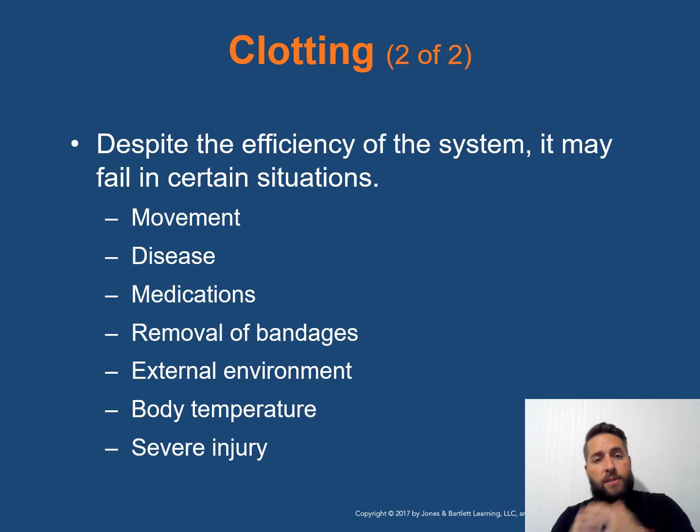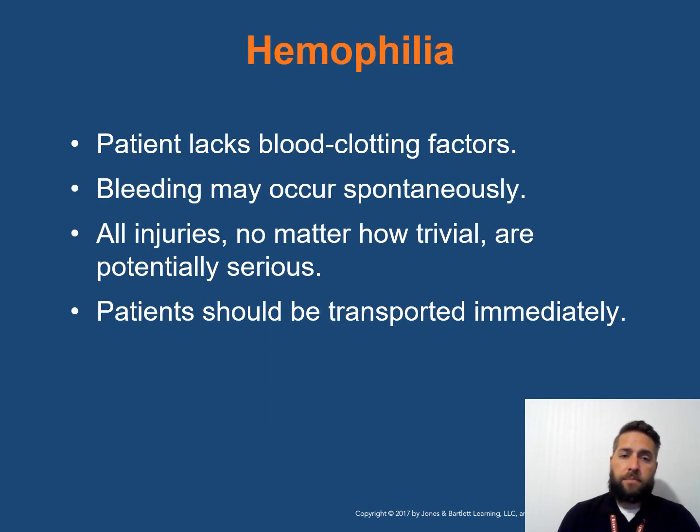External environment, as I said before: if it's cold outside, the person isn't going to clot like they should. The same goes for the core temperature of the body. And if it's a severe injury where, say, one of the limbs is completely severed, it's going to be very, very difficult to take care of that too, guys.